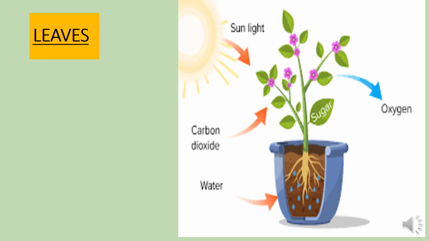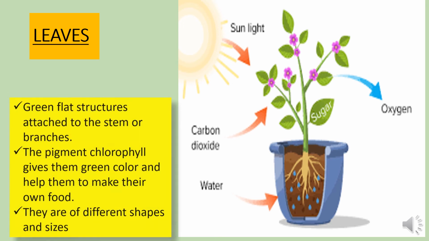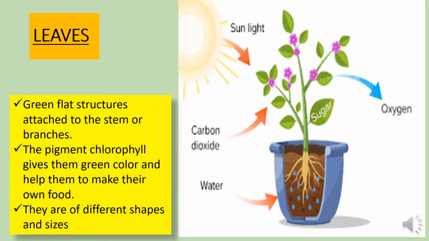The next part of the shoot system, apart from the stem, is the leaves. Leaves, as we all know, are the food factory of the plant, and the major process of preparing food is carried out by leaves only. They are green flat structures attached to the stem or branches. Leaves are generally green because of a pigment called chlorophyll, which helps them make their own food and gives the green color to the leaves. Leaves of a plant are different in sizes and shapes.